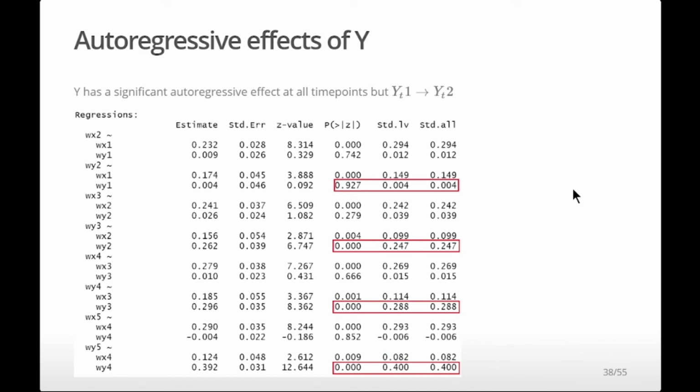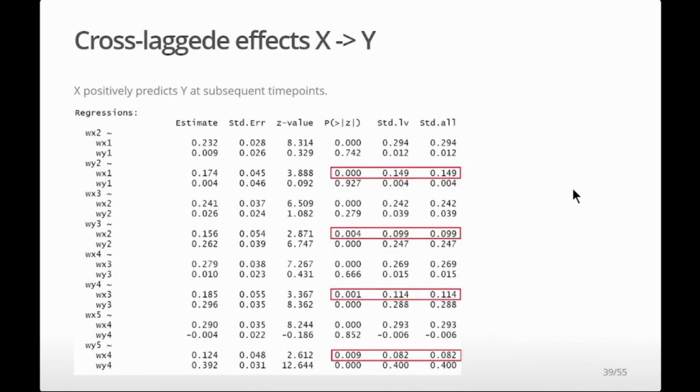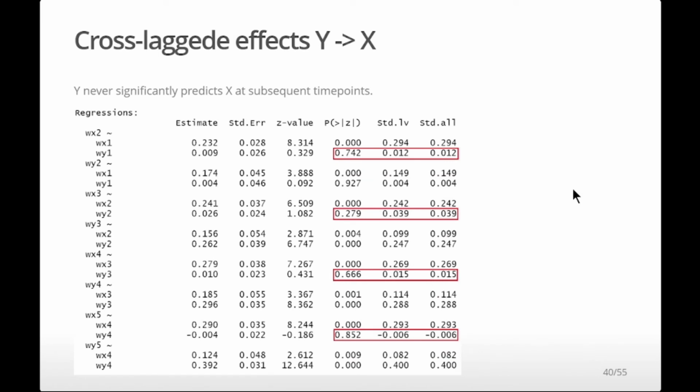And now, autoregressive effects on y. Does x predict y? No, autoregressive effects on y, yes. And you have it except for time 2. For some reason, it's not significantly different from 0, but typically you have it. And you have cross-lag effects of x on y. Does x predict y at a subsequent point in time? The answer is typically yes. And does y predict x at a subsequent point in time? And the answer is typically no.